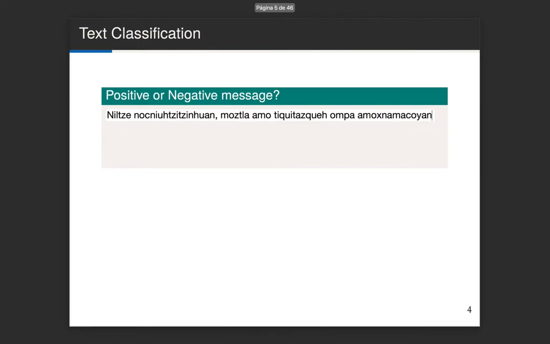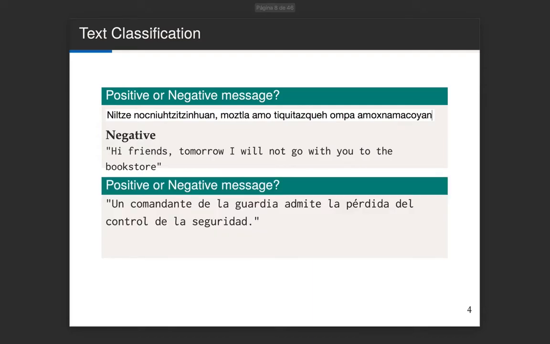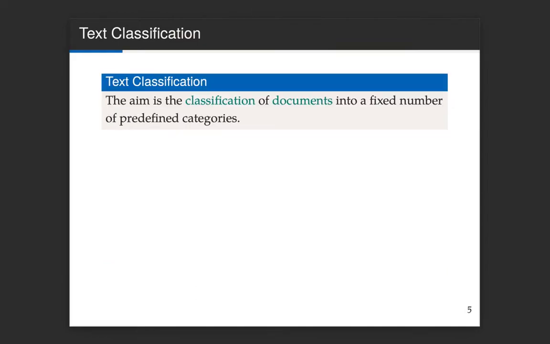Introduction. Can you tell me whether the sentence that you are looking at is positive or negative? Well, it is written in Nahuatl and it is negative. It is negative because it says, "Hi friends, tomorrow I will not go with you to the bookstore." What about the next one? Is it positive or negative? It is in Spanish and it's easy for me, and it is negative, and it says, "A guard pander amid the loss of security control." With these two examples, you have an idea of what text classification is.